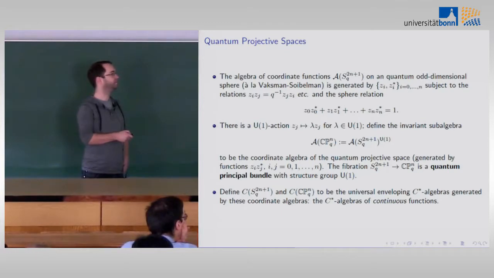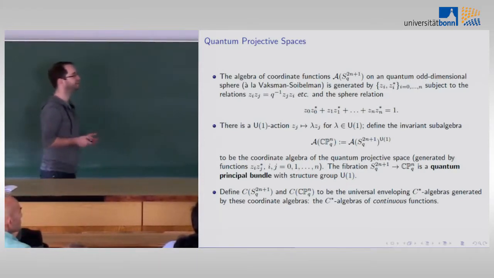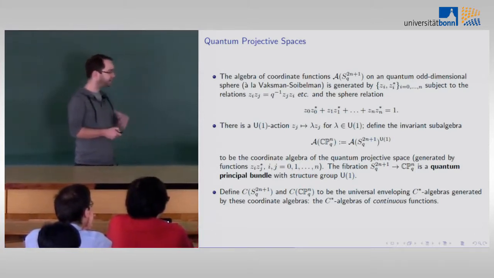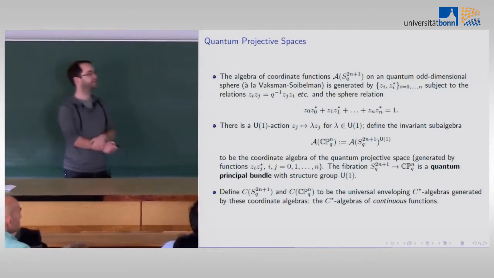C of this guy and C of this guy to be the enveloping C-star algebras. So these are what I think of as the continuous functions on these spaces. So I start with coordinate algebras, and then I take the C-star envelopes of those things, and this gives me what I think of as the continuous functions.